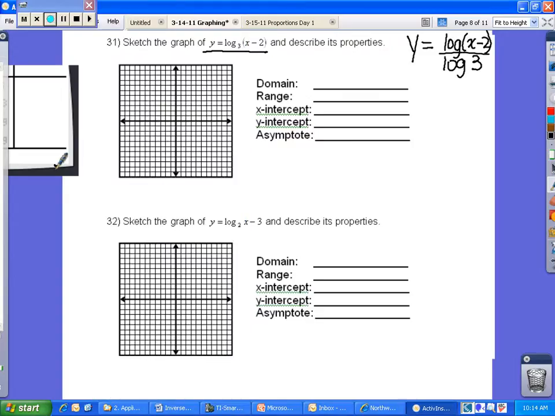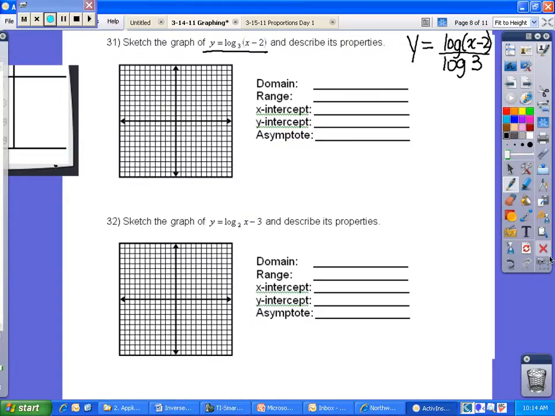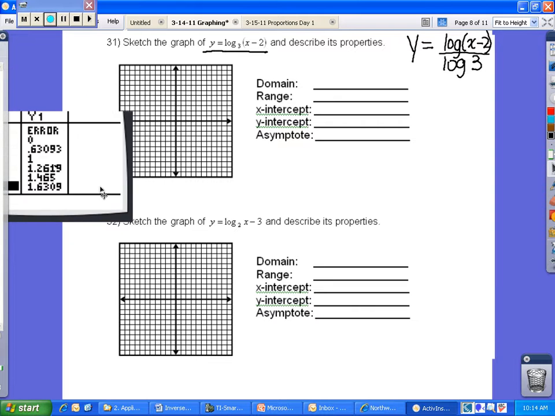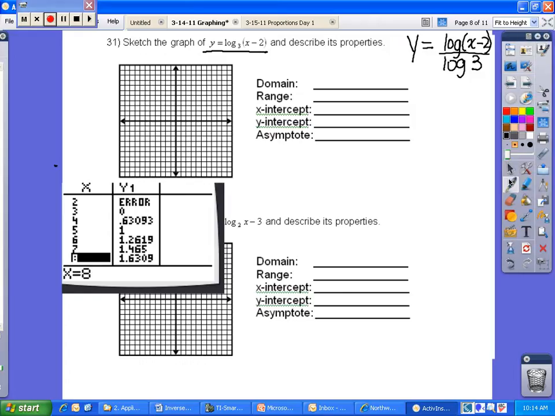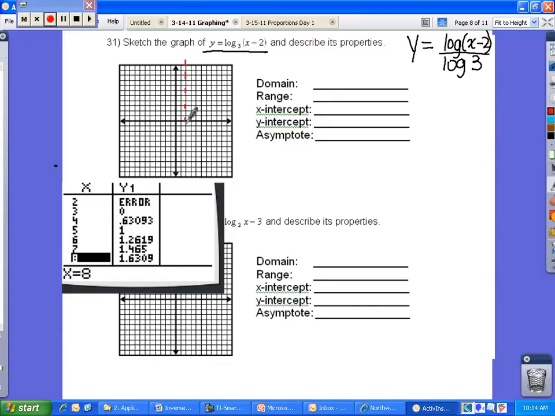I've already put that table of values in right here, so I'm going to pull that over so that we can look at it. Again, you can see that at 2 we get that error message. So what I like to do is draw in the asymptote so I know not to go past that line when I'm graphing it. Here's my asymptote. It's along the line x equals 2. Remember the x equals because it's a vertical line. Okay, and then I can sketch my graph.